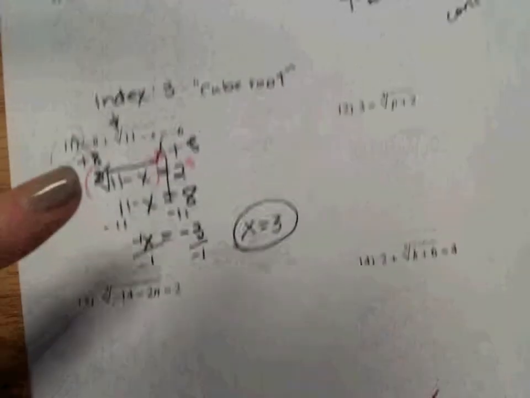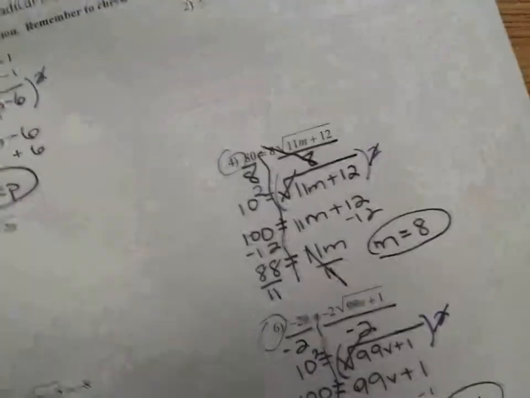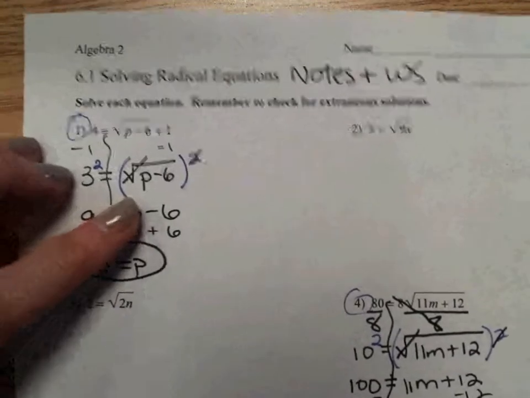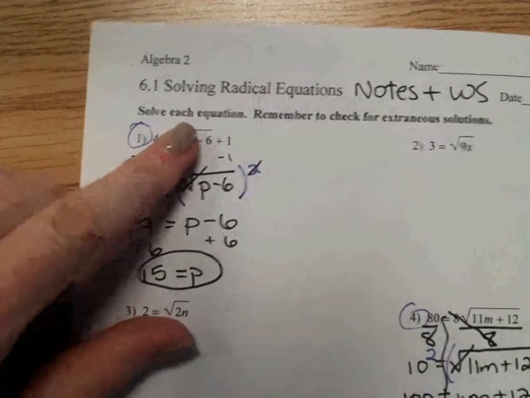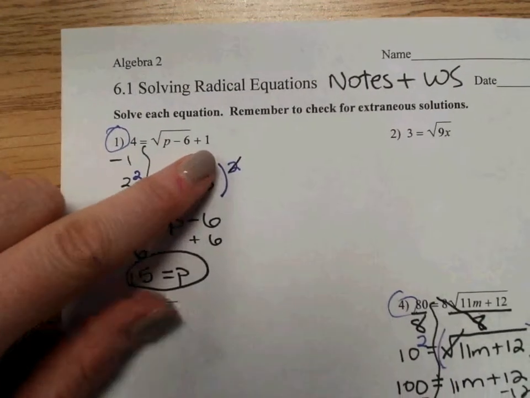So let's see, we did 1, 2, 3, half of this problem, 4, 5, 6 problems are done for you out of 18. That leaves you 12 problems left to do on your own. And that is 6.1, solving radical equations.